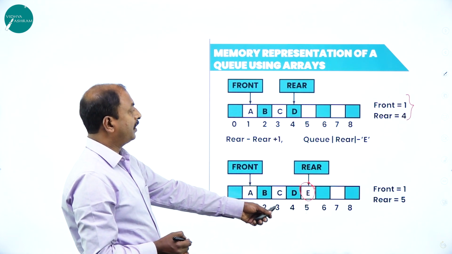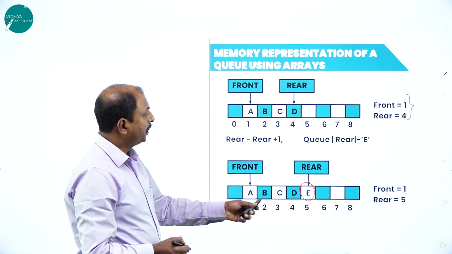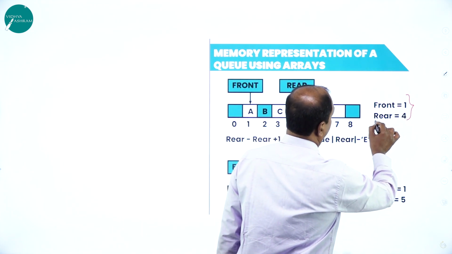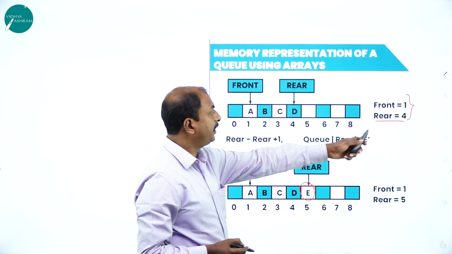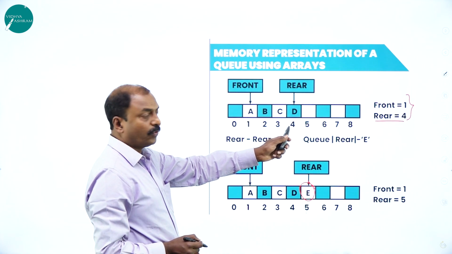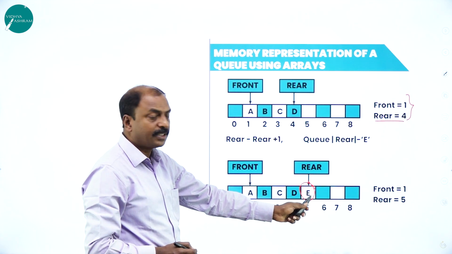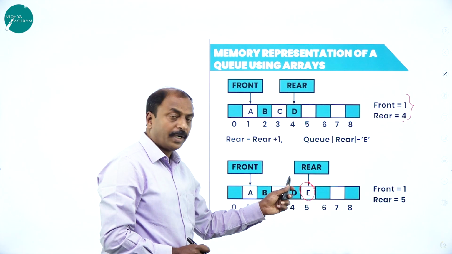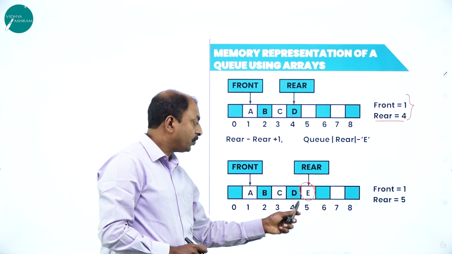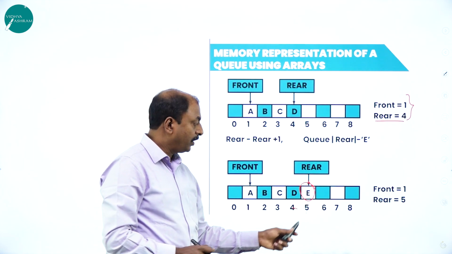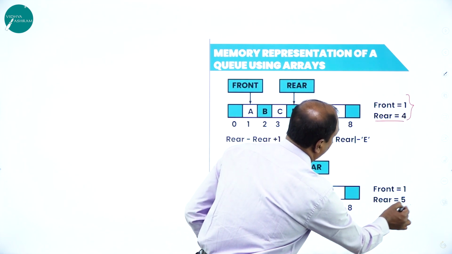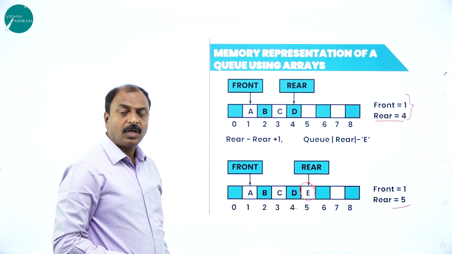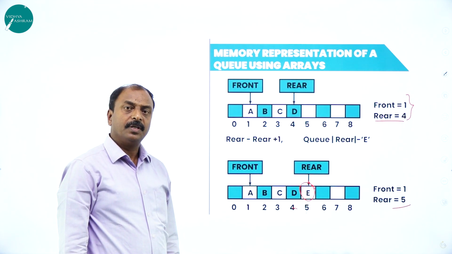So this is how we represent the queue in computer memory. Accordingly, the rear pointer value is going to change. In this example, the rear value is 4 here, and as we inserted a new data item into the queue, the rear pointer moves from index 4 to 5. Accordingly, the rear value is 5. And this is how we represent a queue in computer memory.